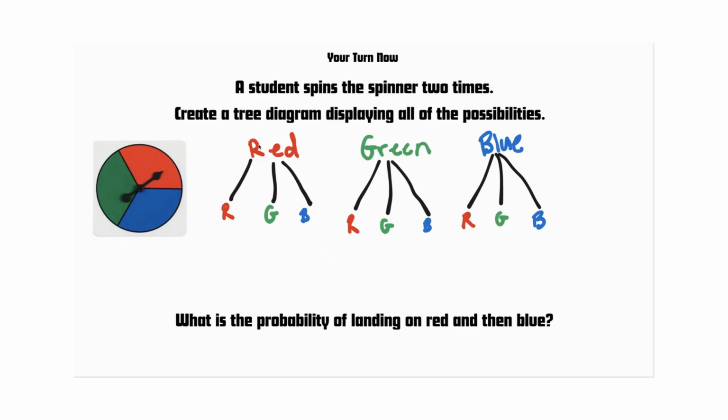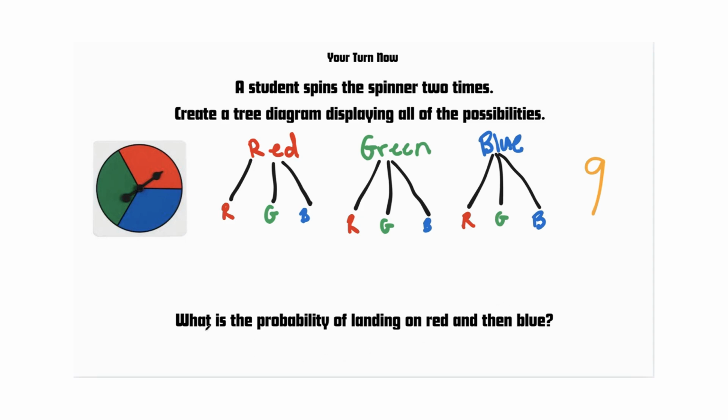So we could have gotten a red and then a red, a red and a green, a red and a blue, and then a green and a red, a green and a green, a green and a blue, and then a blue and a red, a blue and a green, and a blue and a blue. So altogether, there's actually 9 different outcomes that could have happened with this experiment.